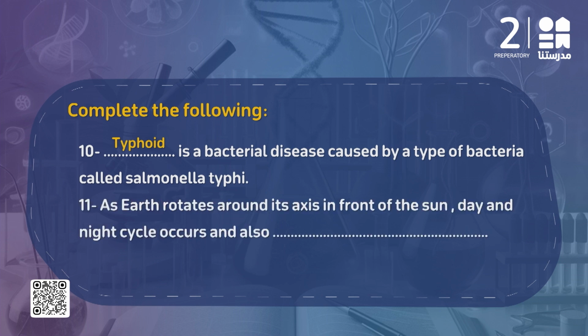Question number 11 tells you as the Earth rotates around its axis in front of the Sun, the day and night cycle occurs and also the apparent motion of the Sun. As we agreed, the Sun appears during the day to rotate in the sky from the east to the west during the sunrise and the sunset. But actually it's not true, because the Earth is the one that rotates around its axis, and this is due to the apparent motion of the Sun.